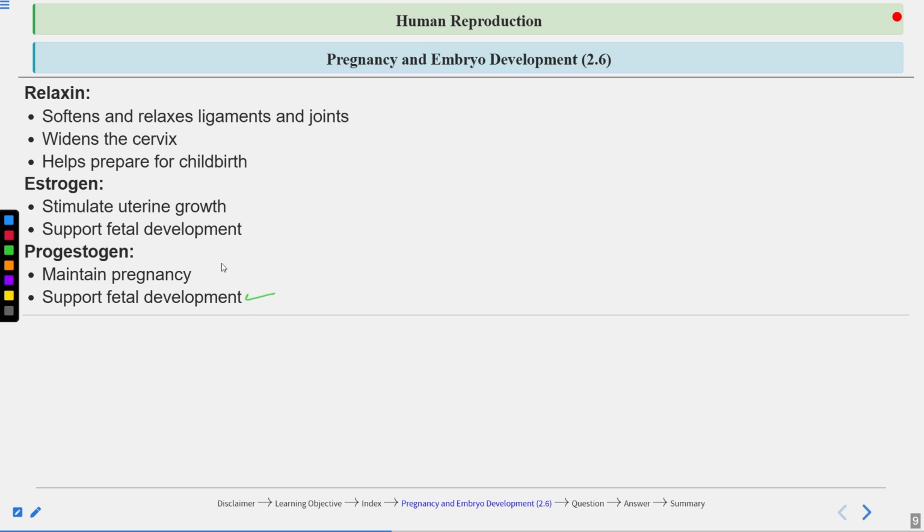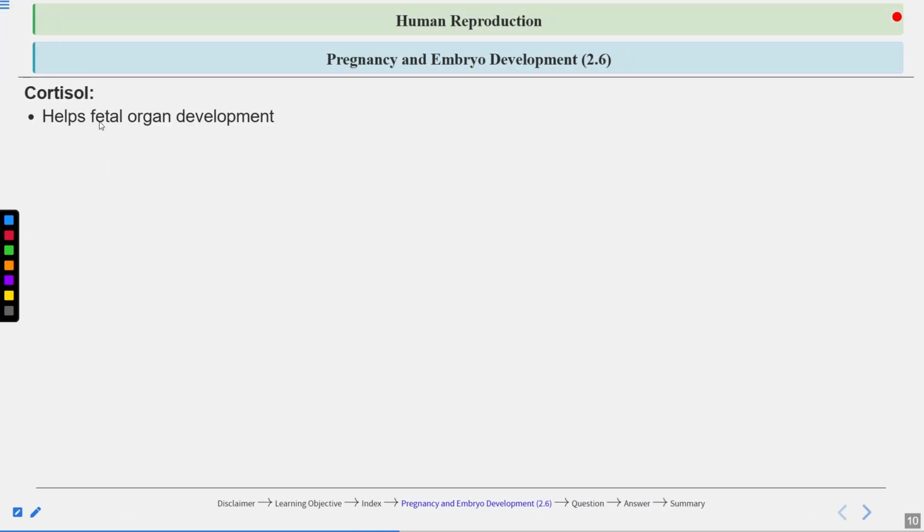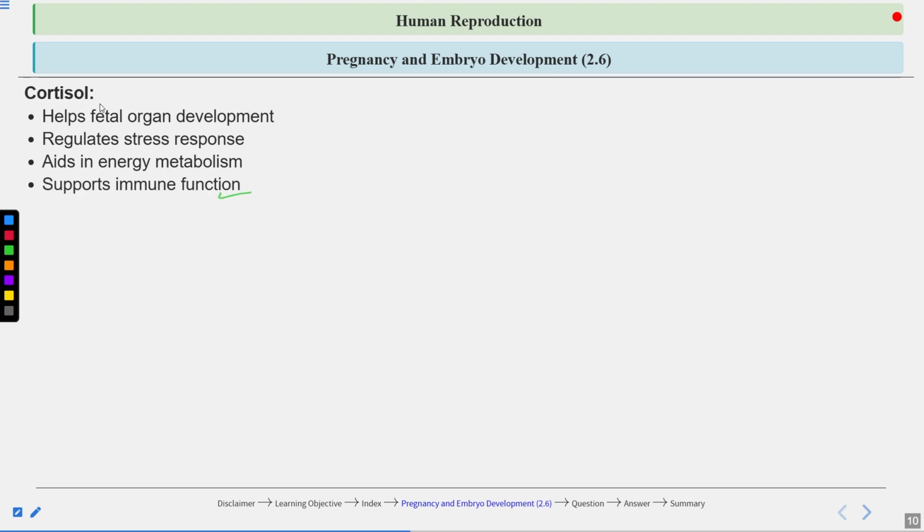So you should remember the role of these hormones. Some of the hormones are only released during pregnancy. Estrogen and progesterone are released during the menstrual cycle also. Relaxin is released by the ovaries. Next is cortisol. What is the function of cortisol? It helps in fetal organ development. It regulates the stress response and aids in energy metabolism. So cortisol affects metabolism also. It supports immune function. These are the other roles of cortisol. It prepares for labor.